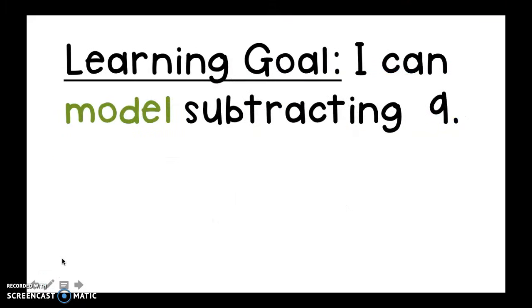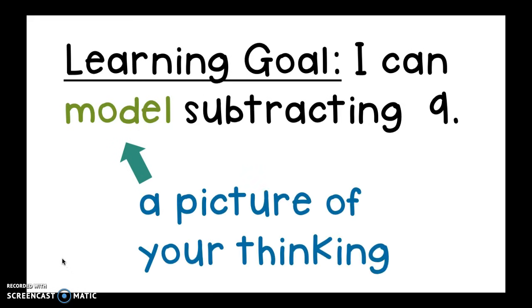Our learning goal today says I can model subtracting 9. Go ahead and say the word model. Good job. Now model means to make a picture of your thinking. So I can model subtracting 9. That's what we just did a second ago with those cute little panda bears. We're going to try it again.